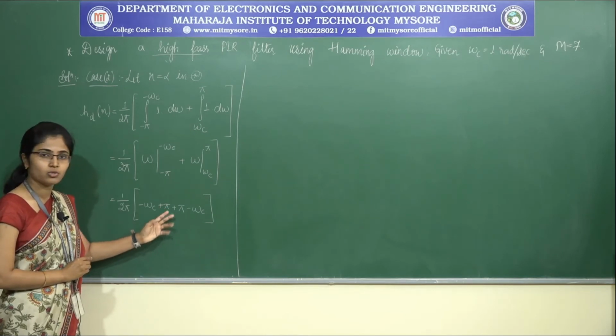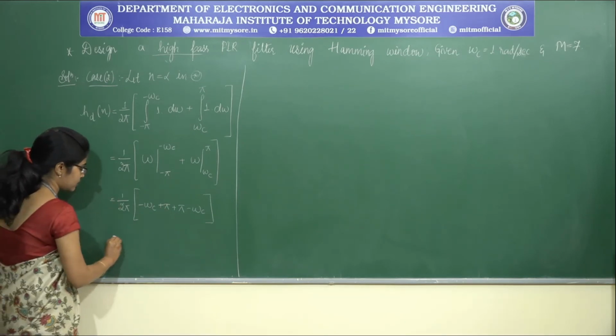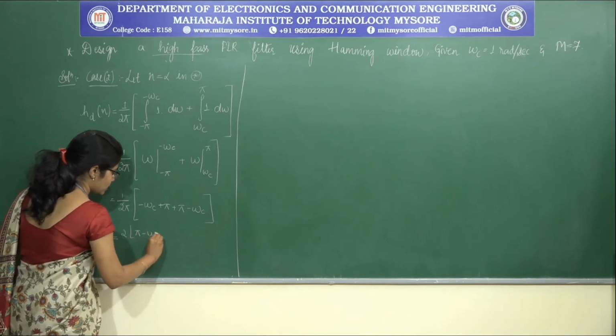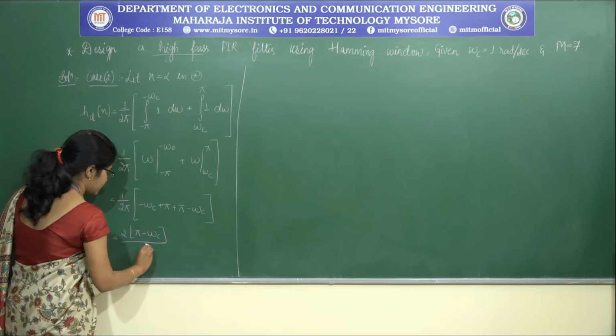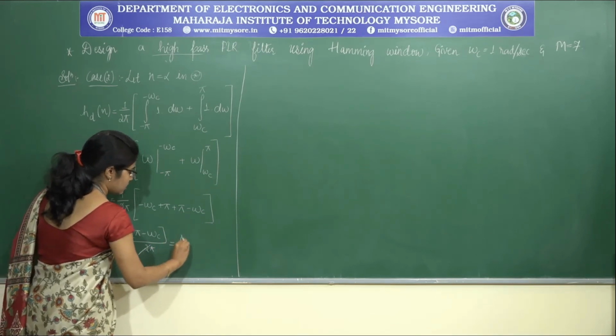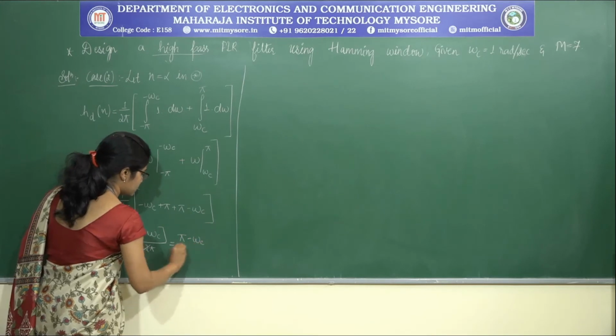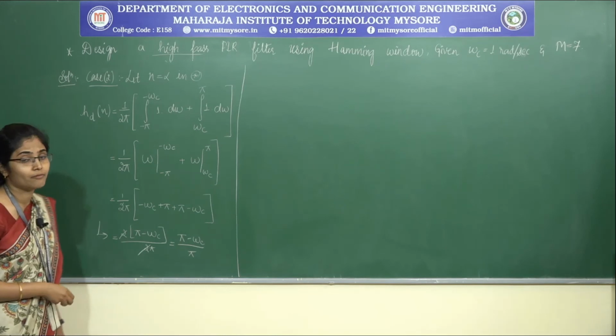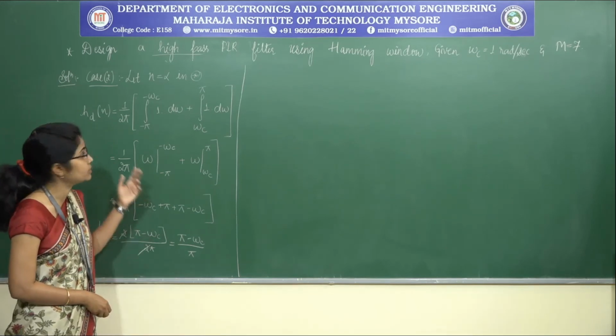So if I add those two and take 2 as a common factor, I can rewrite this as 2 into pi minus omega c divided by 2. So I can cancel 2 and 2. Therefore the equation is pi minus omega c by pi. So this is nothing but hd of n when the value of alpha is equal to n.